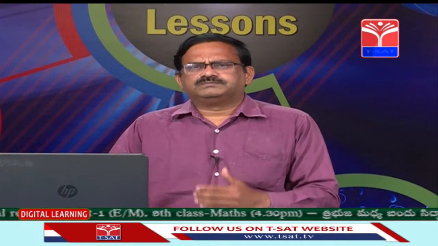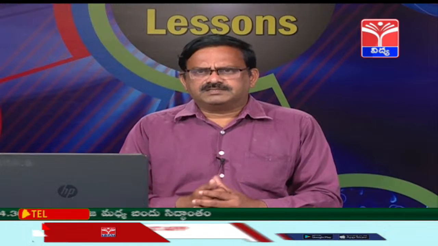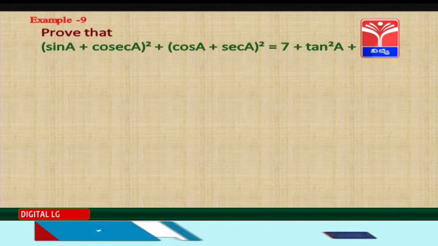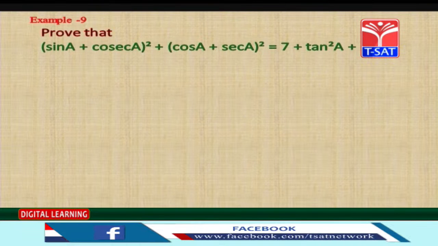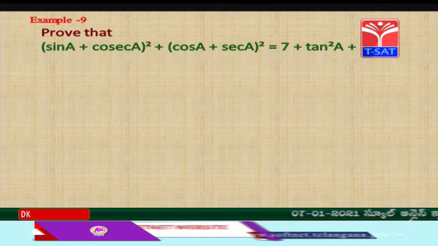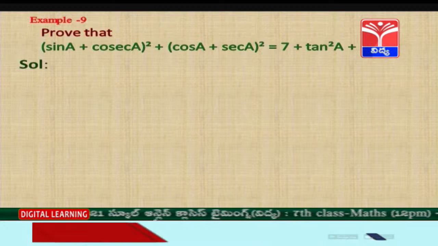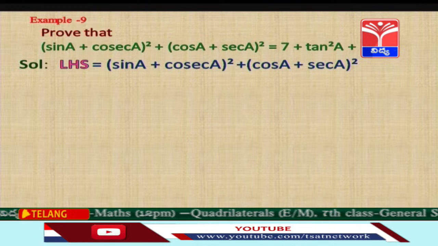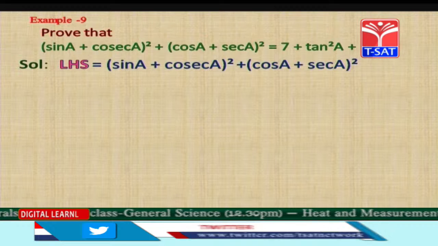So, now we have one more example for you. Let us see how it is going to be solved here. Prove that sin a plus cosec a whole square plus cos a plus sec a whole square, which is on the left side, is equal to 7 plus tan square a plus cot square a. So, what we have to do? Let me take LHS. Left hand side is sin a plus cosec a whole square plus cos a plus sec a whole square.